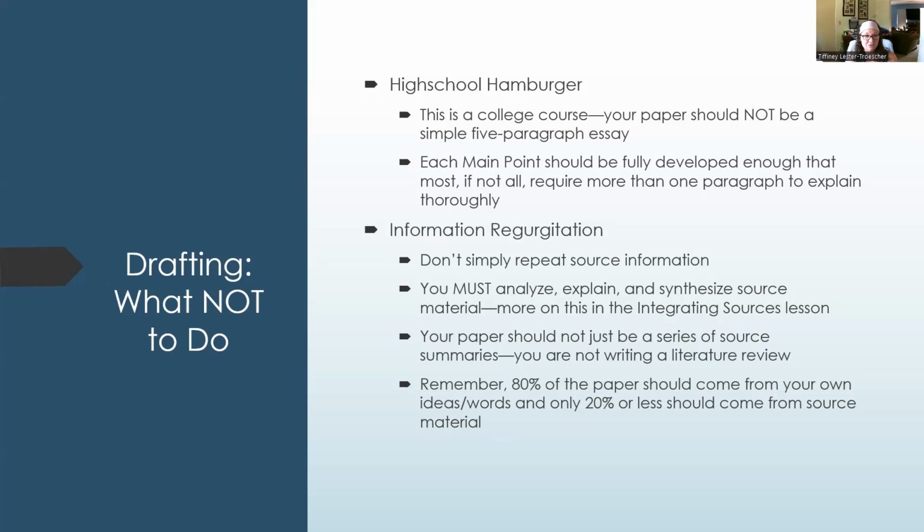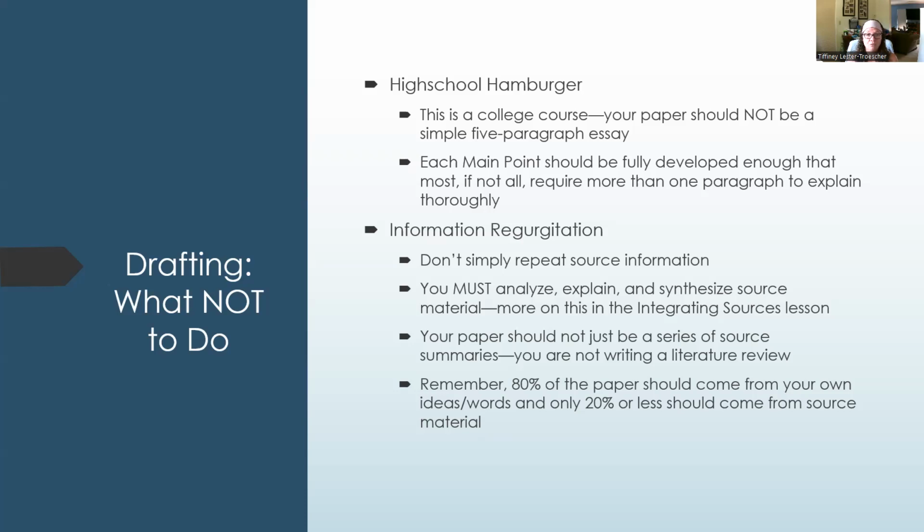Second thing you want to avoid is information regurgitation. Do not simply repeat source information. Every time you use information from a source, you need to analyze it, explain it, synthesize it. It needs to be followed up on, and we will cover this more in the next lesson, integrating sources. But your paper shouldn't be just a series of source summaries. You're not doing a literature review, right?